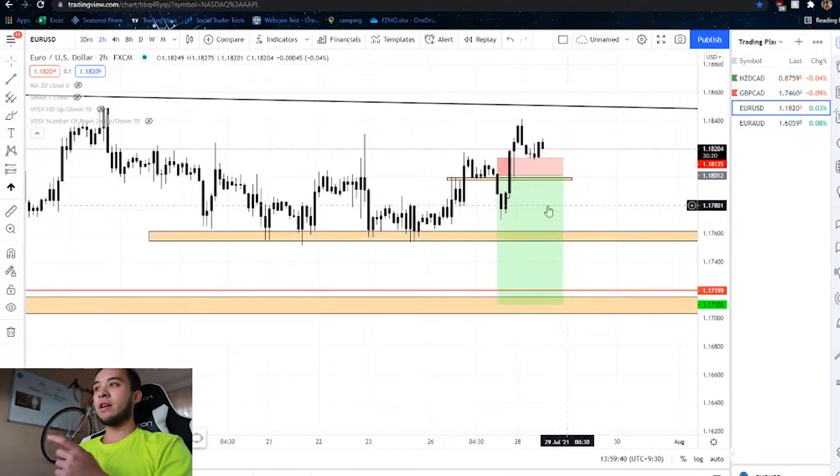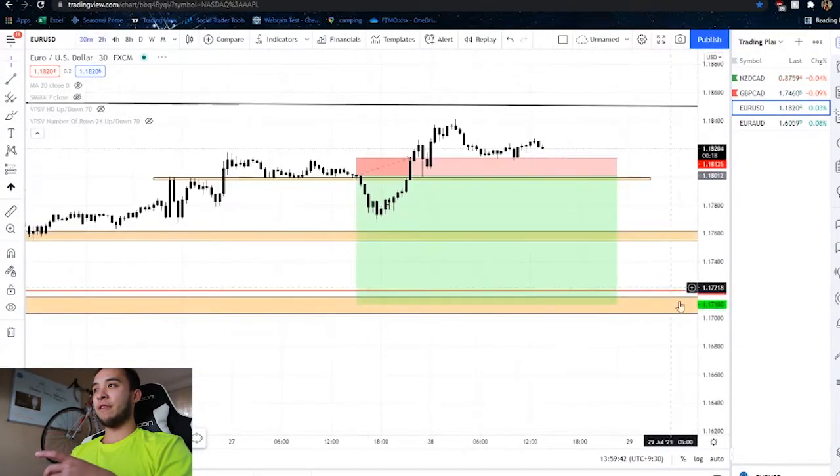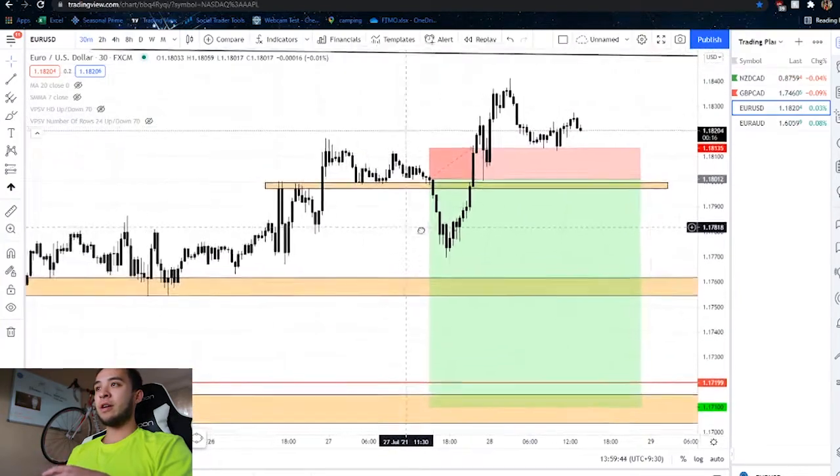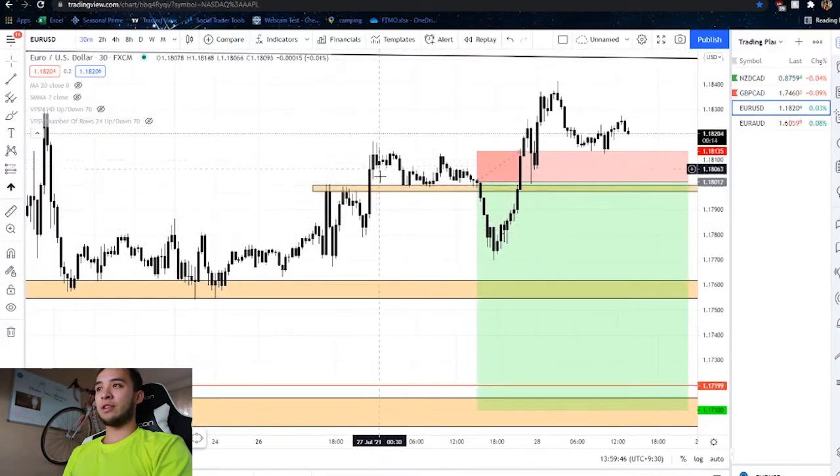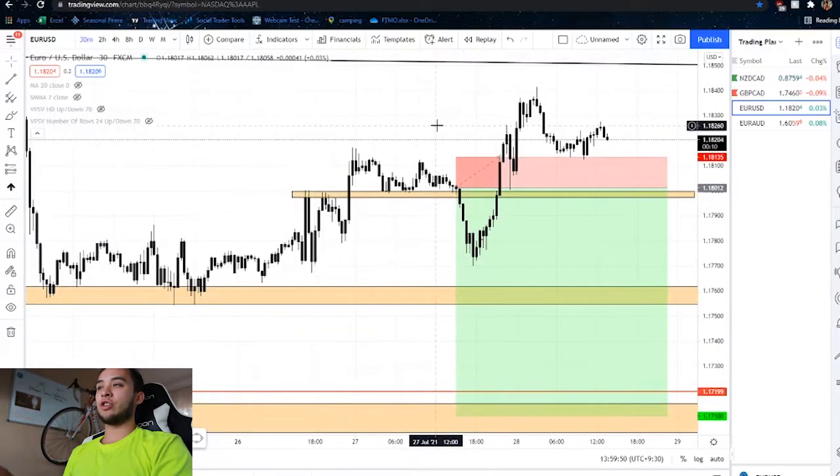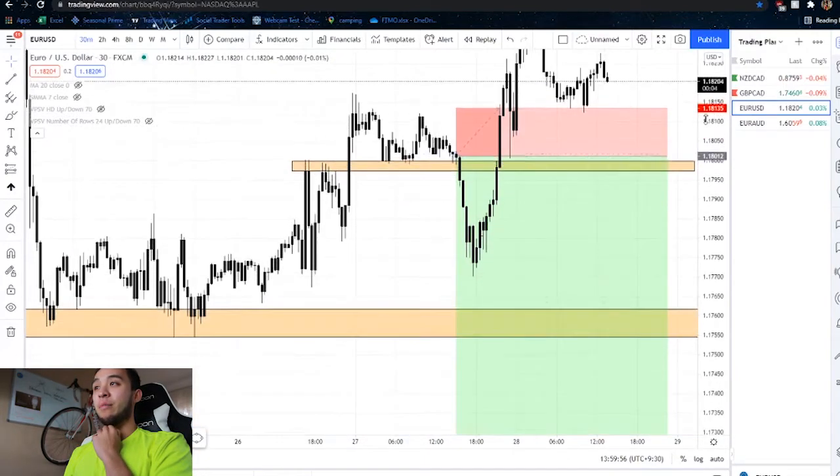So to get straight to it, we have Euro USD here. The trade was actually going in my favor, and I had a pretty good entry here. Pretty much, I saw price consolidating just above this support, and based on my analysis, I thought price was going to fall, drop through. So you can see that I actually entered above the support.